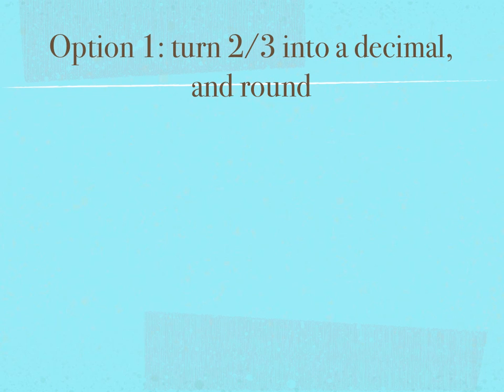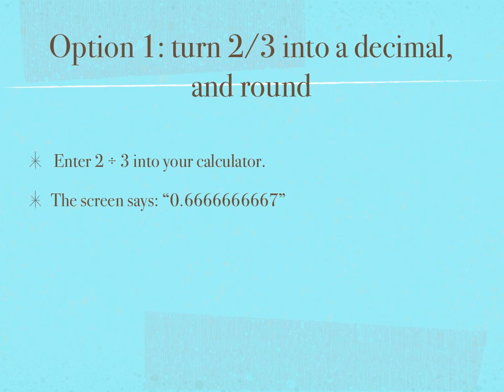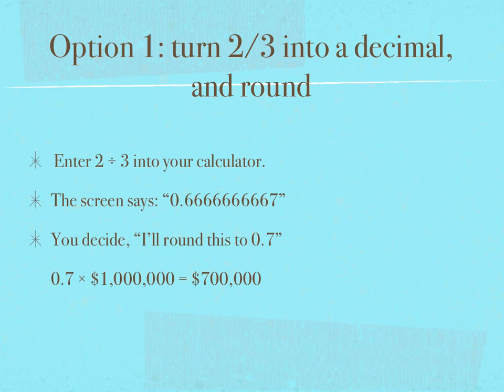Here's one way you could do this. You could turn 2/3 into a decimal first, and then use that decimal, the rounded version of it, to do your calculations. Here's what the math would look like. You enter 2 divided by 3 in your calculator, because you know 2/3 means 2 divided by 3. And the screen says 0.666666667. And you look at this number and say, this rounds to 0.7. I'm just going to take it out to one decimal place. Then you take 0.7 times $1 million, and that says to you that your share of the $1 million should be $700,000. So using option 1, you should get $700,000.